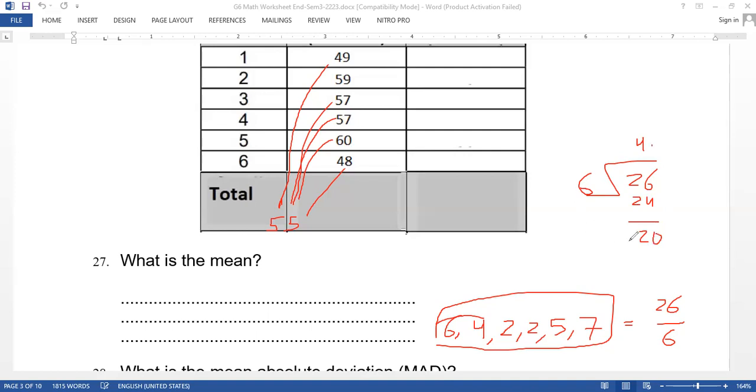Subtract, 2. We add 0 here, and a dot. 20 divide 6 equals 3. 3 multiply 6 is 18. Subtract. It's 2 again. I add 0. I continue. So it seems 4.333. This is a repeated decimal. To show it's repeated, I write 4.3 and put a bar above the 3 to show it's repeated.